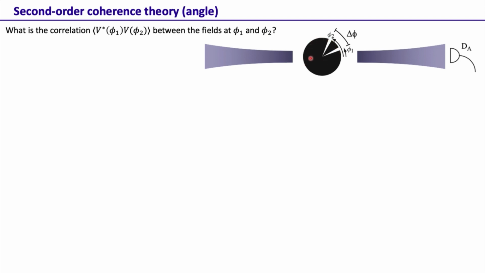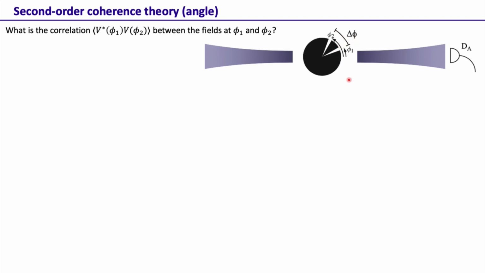So if this is an aperture, a circular aperture, and if we do a cut here, then the location of this cut is phi 1. If you do another cut here, the location of this cut is phi 2, and it can have a certain weight. The separation between these cuts is delta phi.